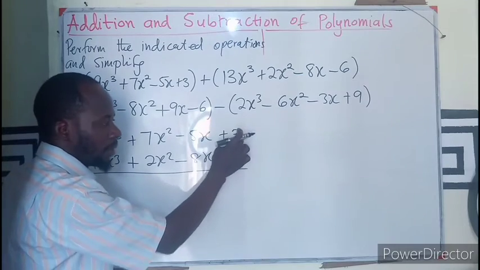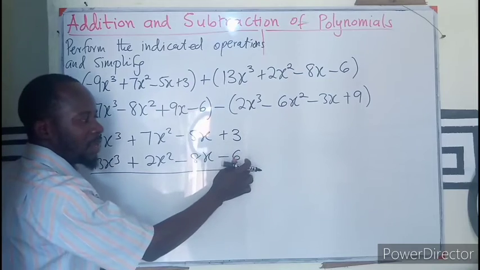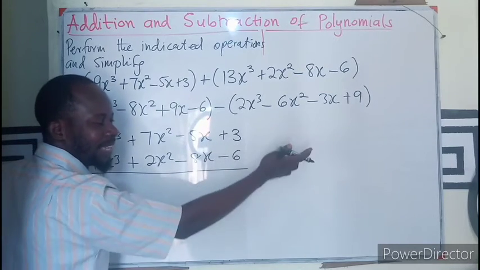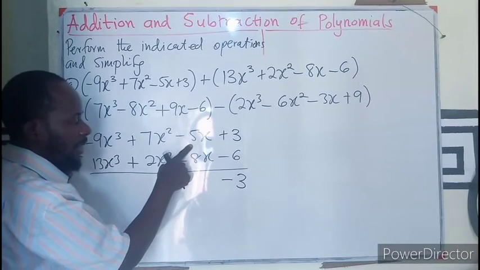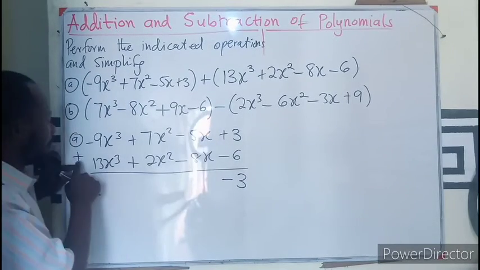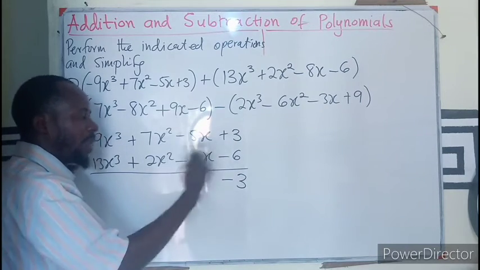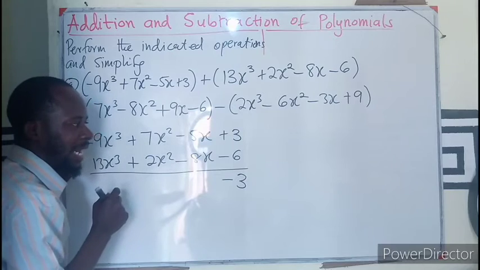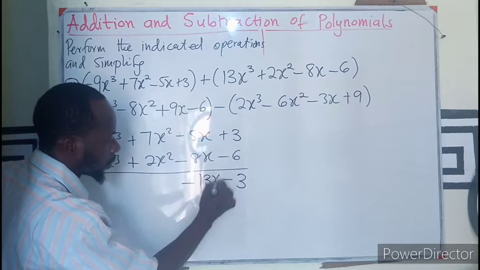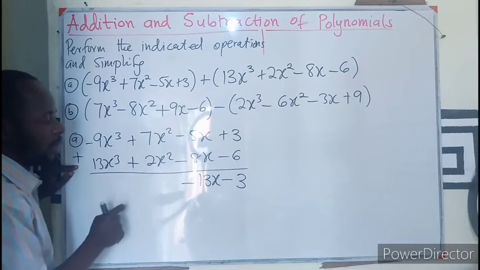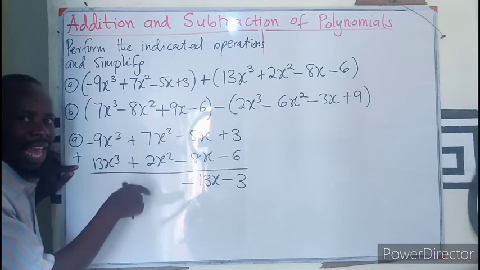So 3 plus, that is 3 plus minus 6. That is going to be 3 minus 6, and that will give us minus 3. Then this is also going to be minus 5x plus minus 8x. So minus 5 plus another minus 8, and that will give us minus 13x. So we come to this place. We are arranging them because they are all having the same power. So they are like terms.